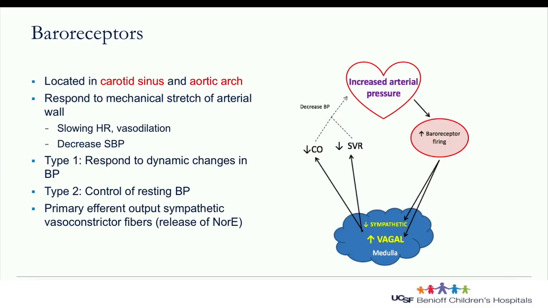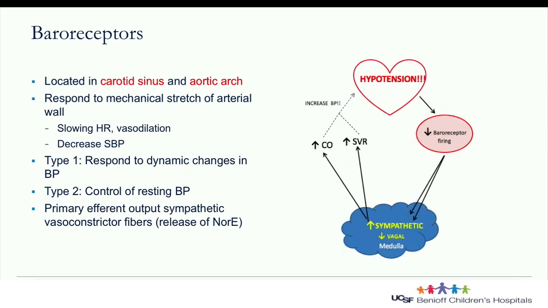Increased arterial pressure is going to lead to increased firing of the baroreceptors, and this leads to an inhibitory action on the sympathetic nervous system and an increase in vagal tone and parasympathetic output. Conversely, in the setting of hypotension, the opposite is true. There is decrease in baroreceptor firing. This disinhibits the sympathetic response and downregulates the parasympathetic response. So increasing your sympathetic drive, leading to increase in systemic vascular resistance and increase in blood pressure.